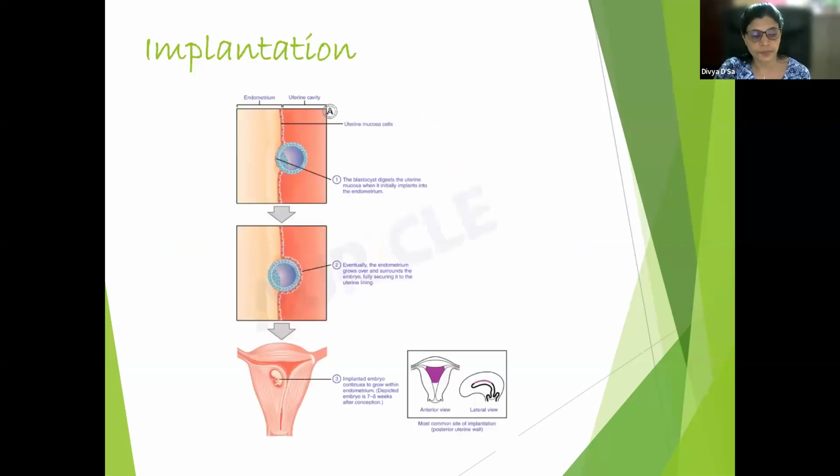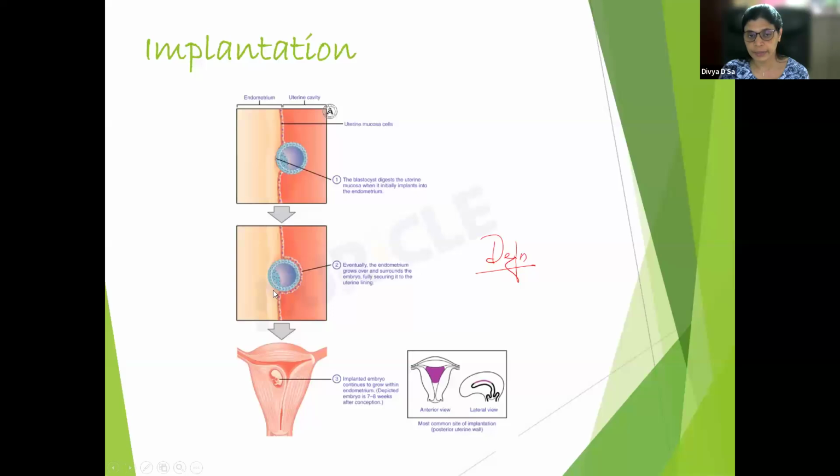Next is implantation. So what do we mean by implantation? First is always the definition. Implantation is a process by which the blastocyst is embedded within the uterine wall. Within which layer of the uterine wall? That is the endometrium, where it is embedded and fixed within the endometrium of the uterine wall. This is known as implantation.